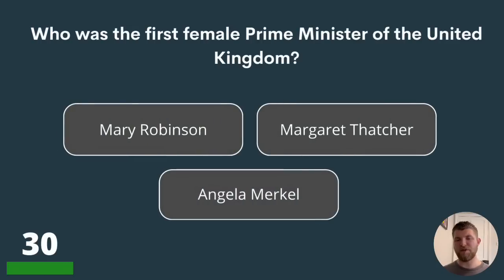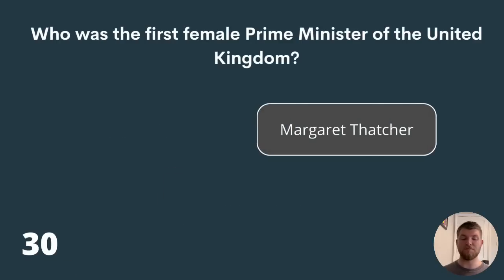30. Who was the first female Prime Minister of the United Kingdom? Mary Robinson, Margaret Thatcher, or Angela Merkel? The first female Prime Minister of the United Kingdom was Margaret Thatcher.